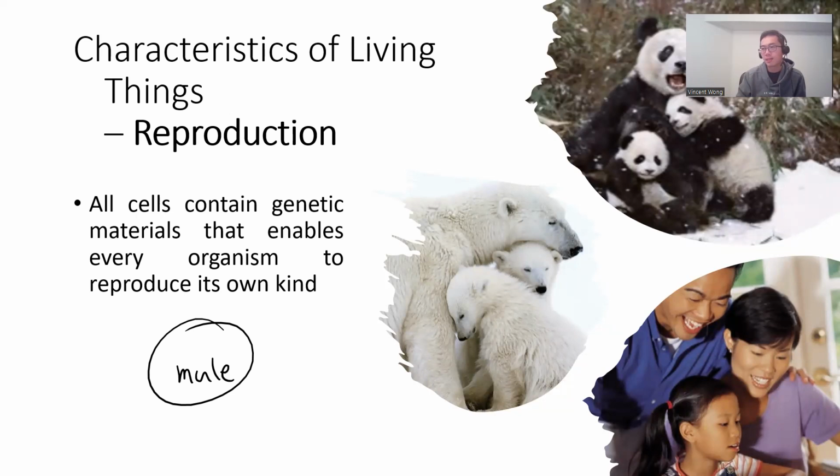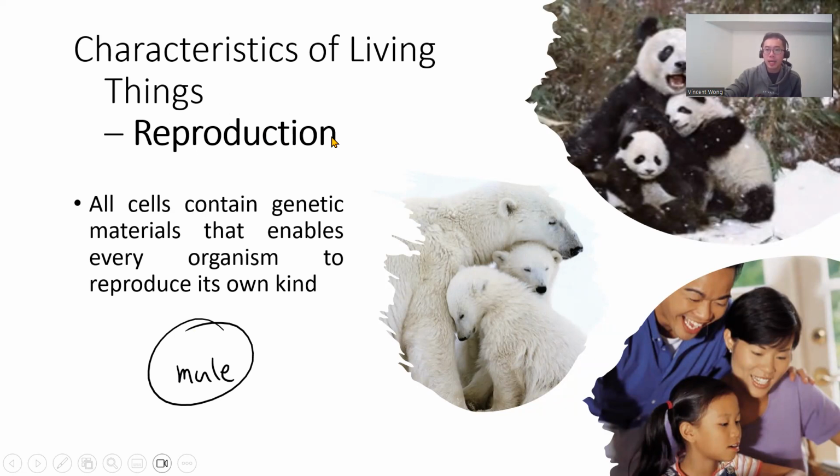But a mule is sterile. Okay, you cannot have two mules and make more mules. It doesn't work. Okay, so whenever two different species, even if they are compatible in terms of mating, the offspring that they get is going to be sterile. Okay, so organisms reproduce and make their own kind.